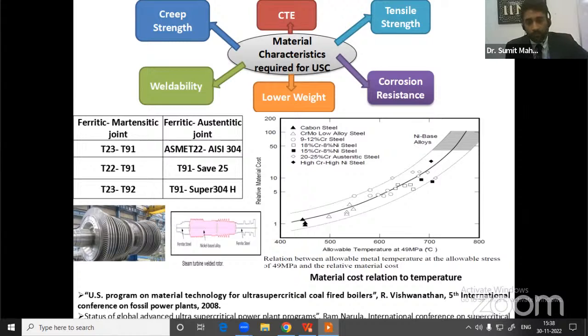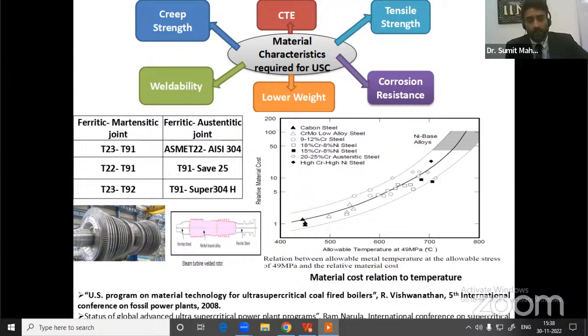The second one is corrosion resistance. Definitely at a high temperature, the material should not corrode. If the material corrodes easily, we need to replace it, so material failure will happen. The third one is lower weight. As far as weight is concerned, the material should have a lower weight so that the performance of the power plant can be enhanced, and the material requirement should be low.